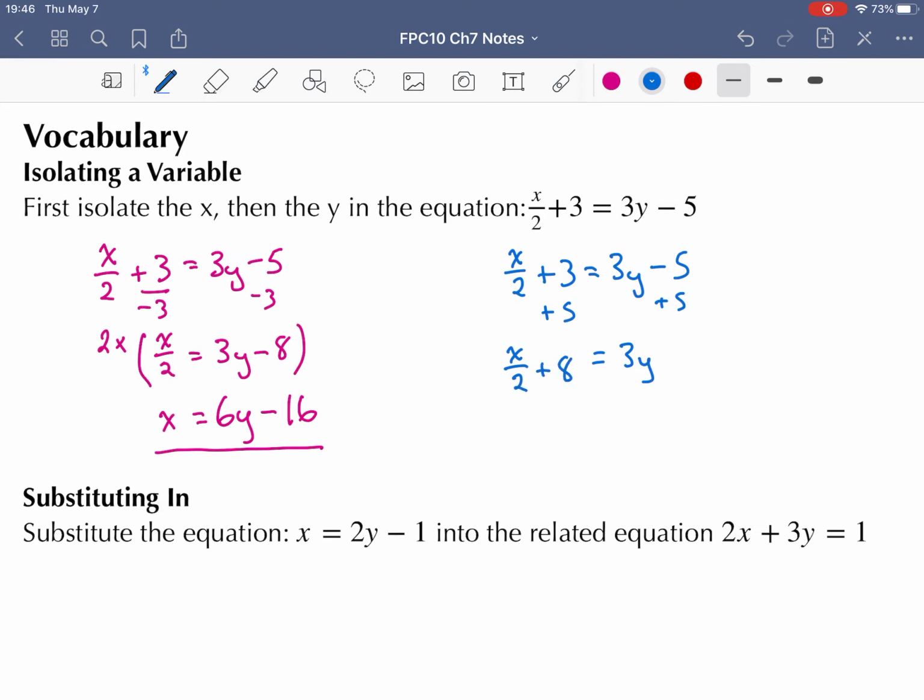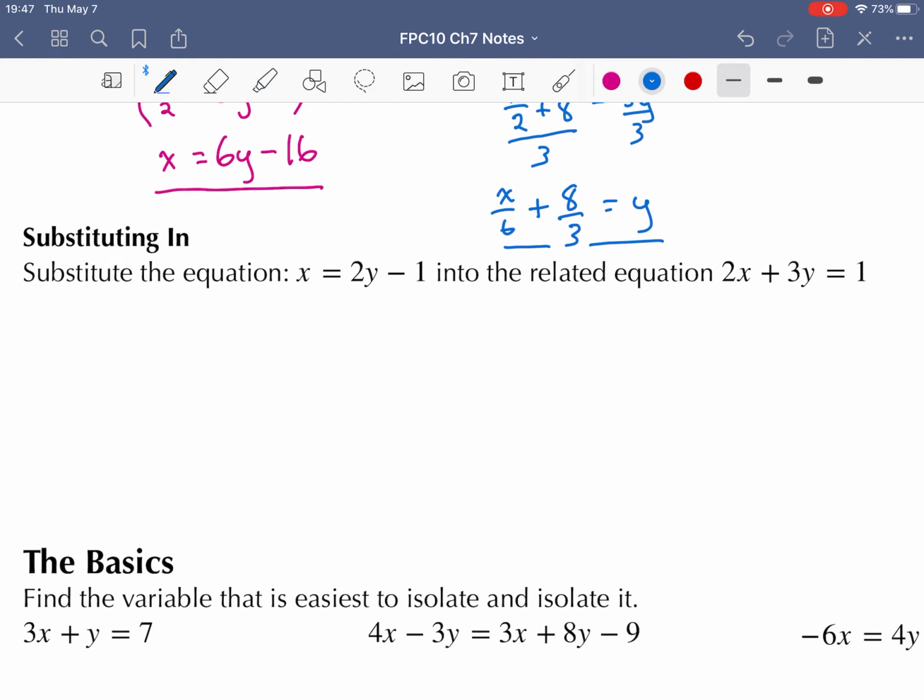Now our variable y is being multiplied by 3, so to get rid of that we have to divide by 3, and to do that we have to divide each term here by 3. So we're going to be left with y is equal to x over 6, that was x over 2 divided by 3. Now we do 8 divided by 3. 8 divided by 3 is a decimal number, so I just leave it as a fraction. And there is our y isolated. You should be able to take any linear equation in two variables and isolate either variable.